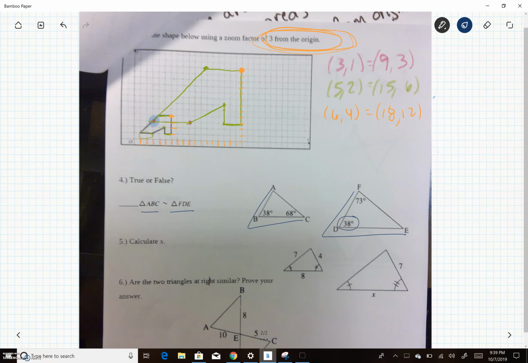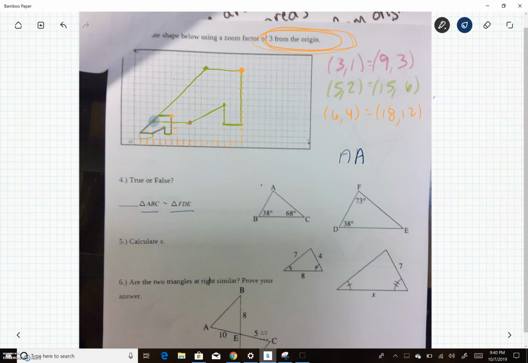Well, what we do know is that they have these two angles in common. We need to have at least 2 for that angle-angle theorem. And this 68 does not match this 73, but they're not corresponding angles anyway, right? What we can do is figure out what these other angles are, because if this angle A here is 73, or this angle E is 68, then we know that they are similar. So let's go ahead and do that.